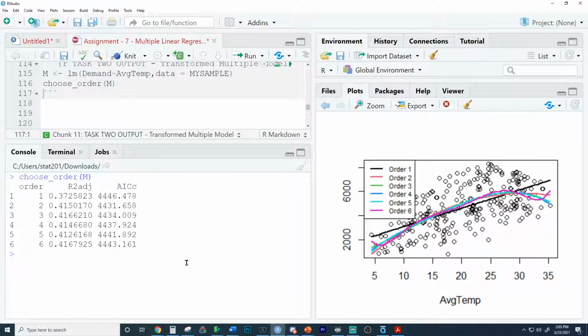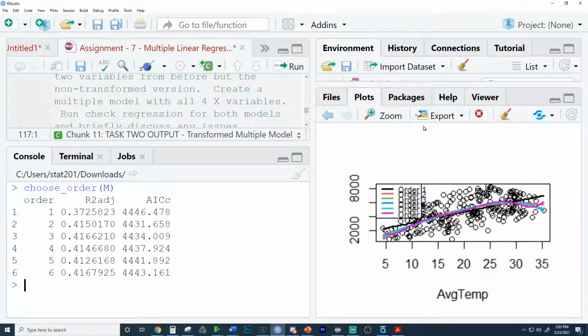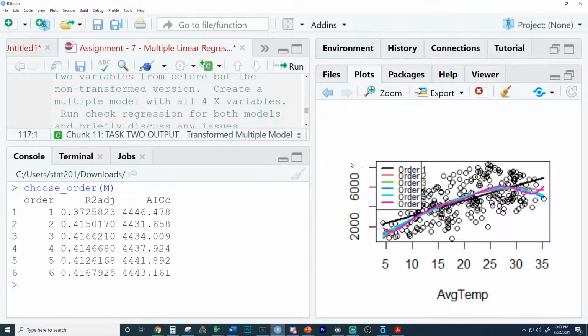When you look at this code right here, what maybe jumps out as not so good of a model? Take a look at the output right here, and remember that higher R-squared adjusted is better. So what maybe jumps out as not that great of a model? I would probably use a certain transformation right here. You can use the find transformations or the choose order. We're fine either way.